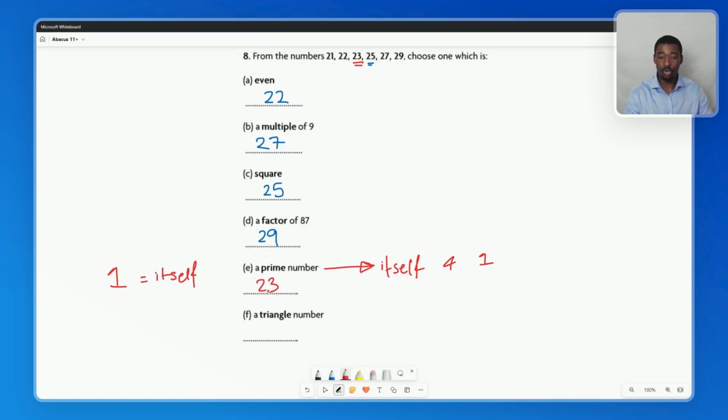Why? Because 23 only has 2 factors, itself, 23, and 1. No other number can go into 23. And finally, for part F, we have a triangle number.